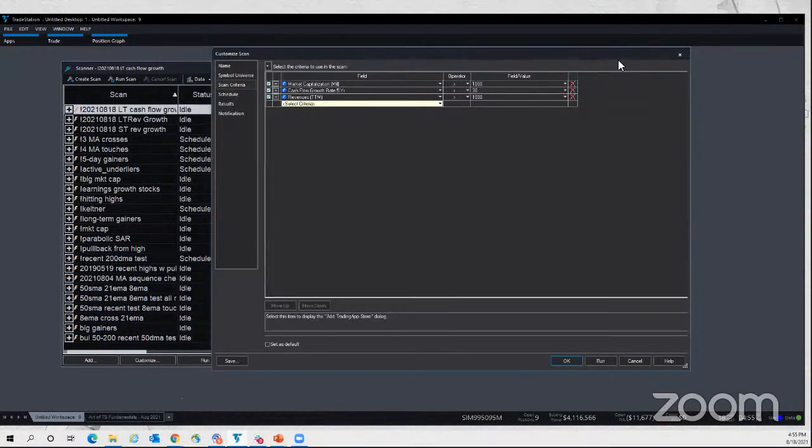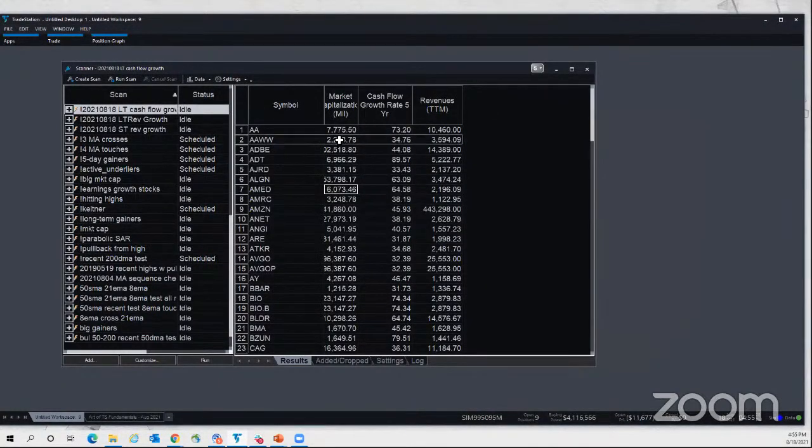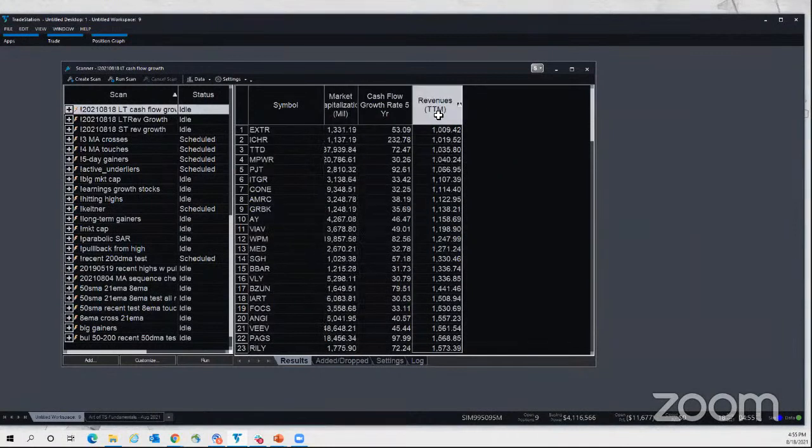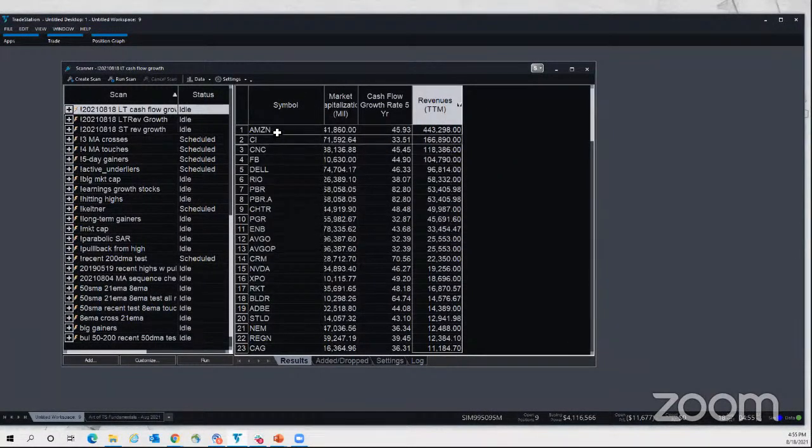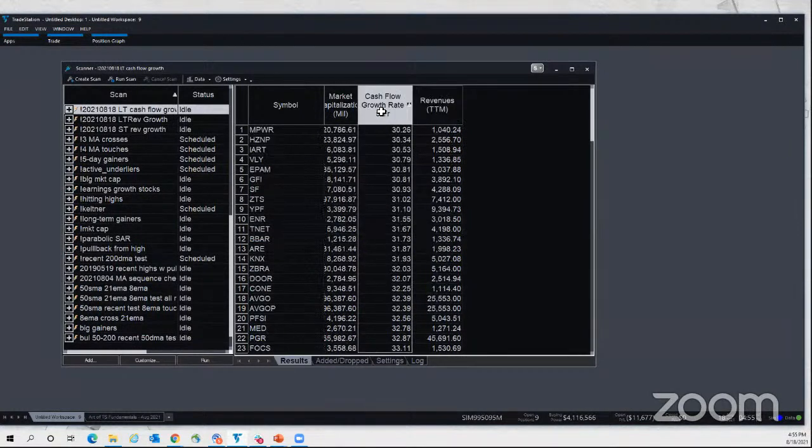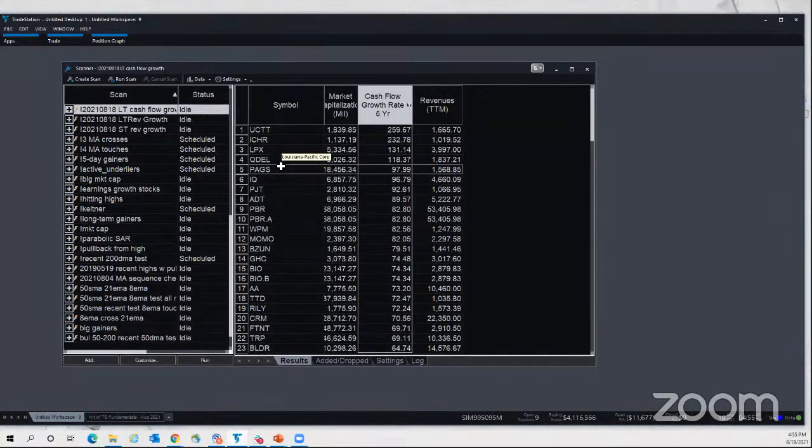All right, so let's take one last look at the results here of long-term cash flow growth. And let's take a look at some of these. I like to just look and say, let's look at the biggest revenues to the smallest. And not surprisingly, we have some of our big names here that you'd expect. Now, some of these are not growing as much as others, but then you can also sort by the actual revenue growth, and you can start to discover some interesting names here.